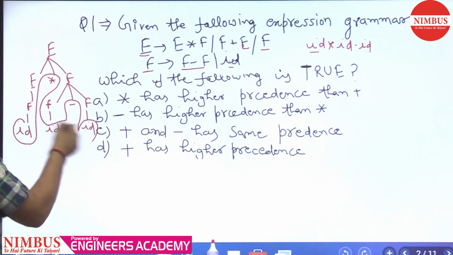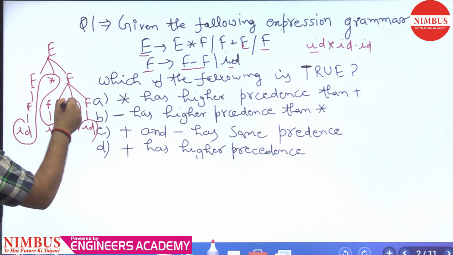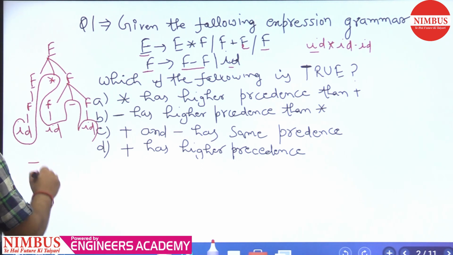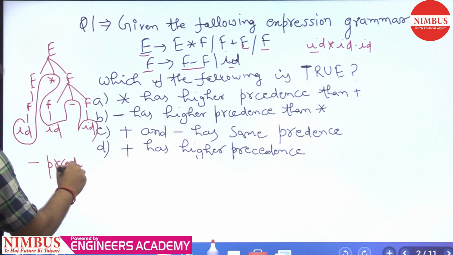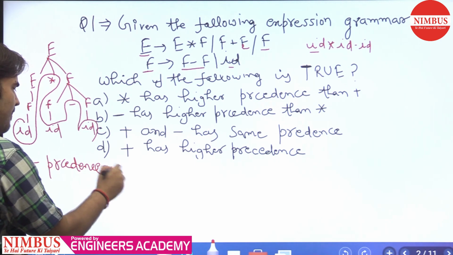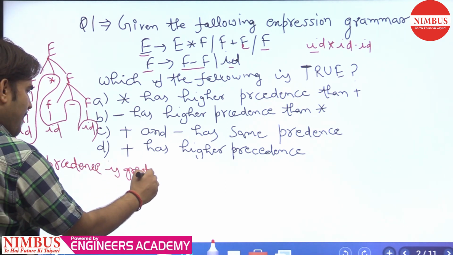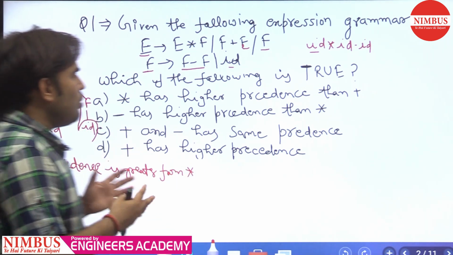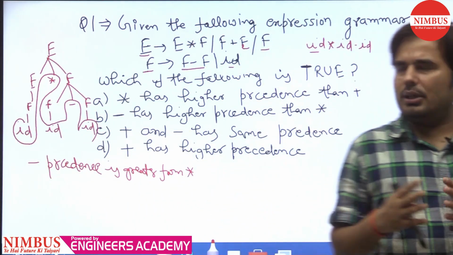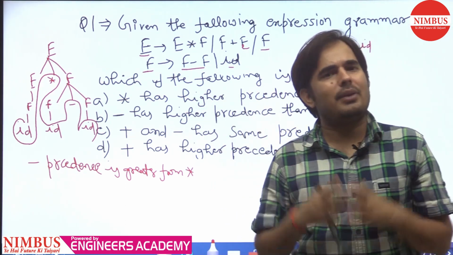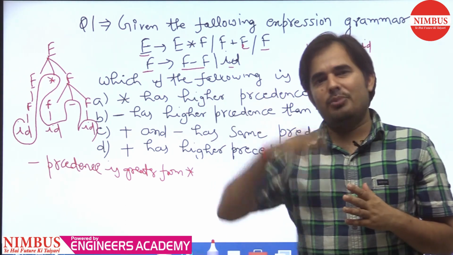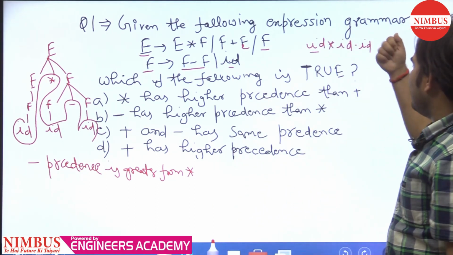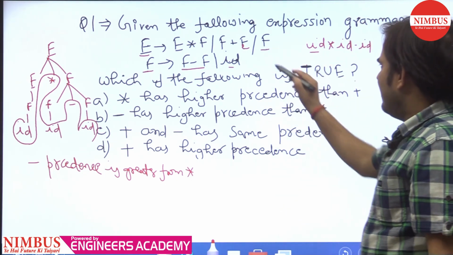So you can clearly see from this parse tree, minus is coming at the lower level than the asterisk. So definitely minus precedence is greater than asterisk in this parse tree. So as I told you, which operator is present at the lower level, the operator precedence is higher than the upper level operators.